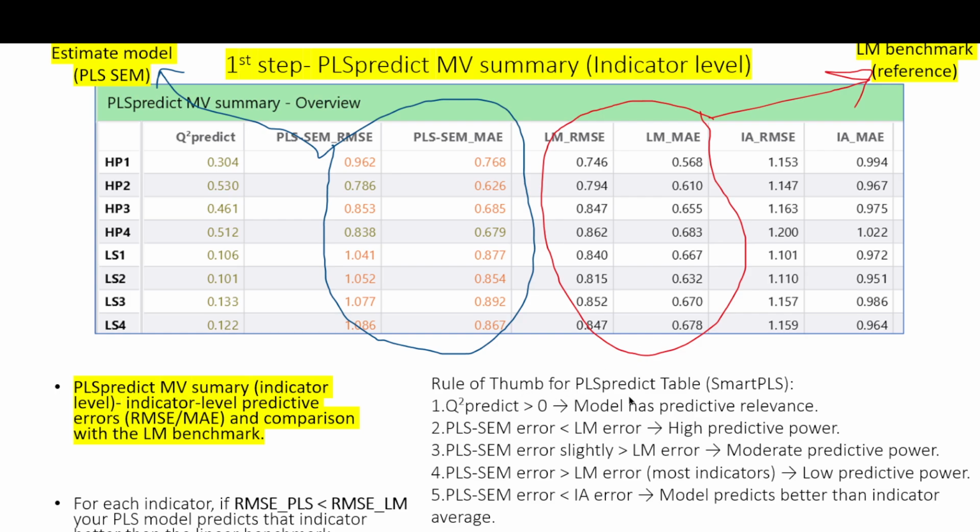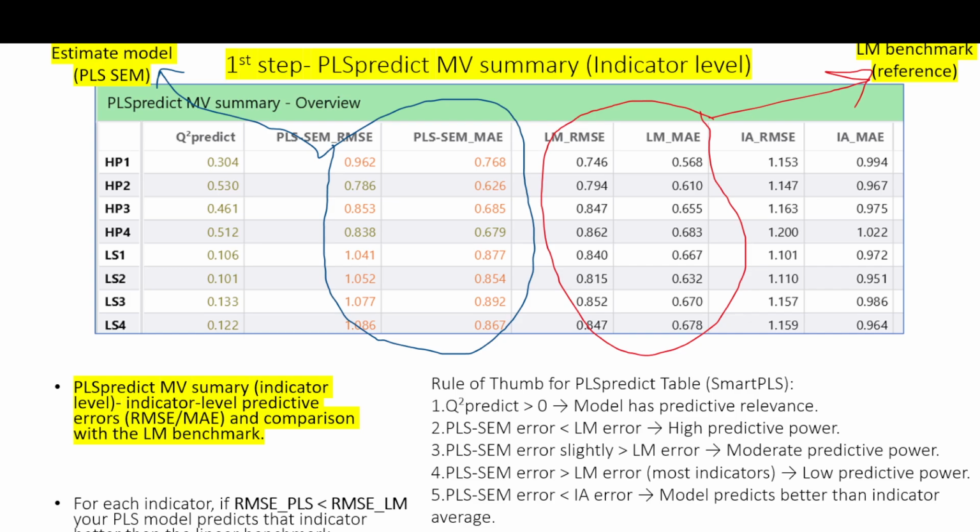So the rule of thumb for the PLS predict table is as follows. If the Q square predict is greater than 0, then the model has predictive relevance. Second is PLS-SEM error. If it is less than the LM error, then it indicates high predictive power. If the PLS-SEM error is slightly greater than the LM error, then it indicates moderate predictive power. If the PLS-SEM error is greater than the LM error for most indicators, it indicates low predictive power. And if the PLS-SEM error is less than the IA error, meaning indicator average error, the model predicts better than the indicator average.